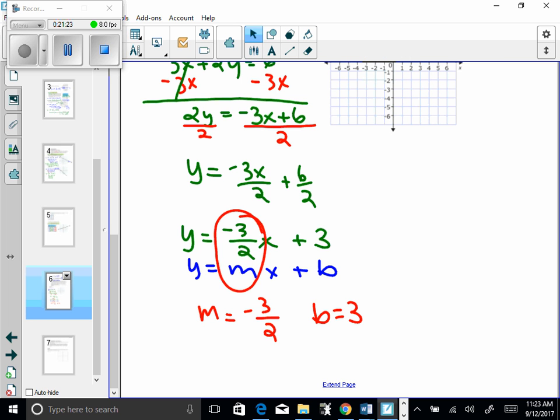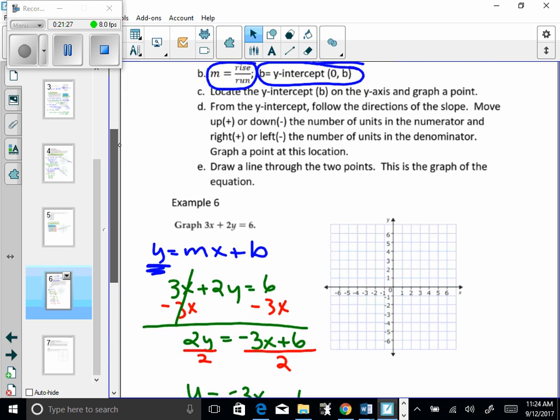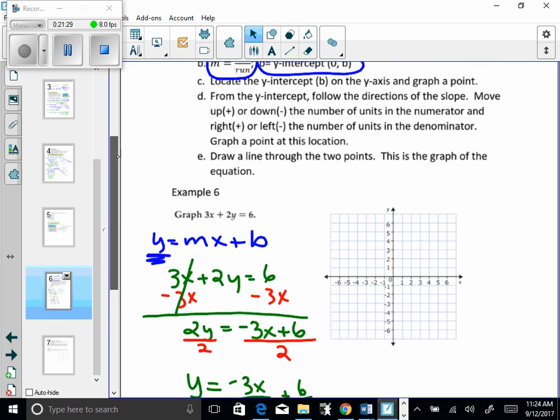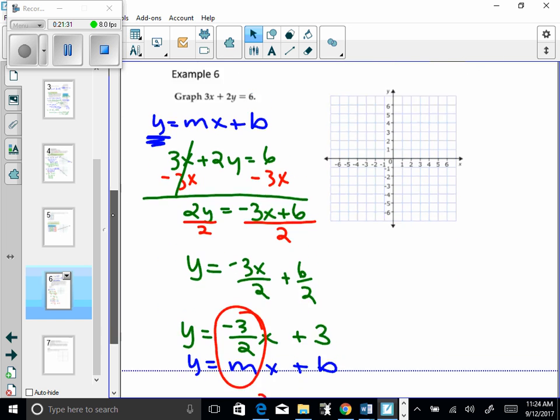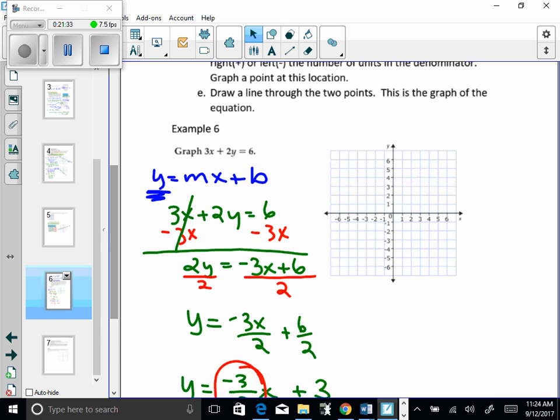And those are the parts that I need. So I'm going to take, according to the instructions, I'm going to locate the y-intercept, the b, on the y-axis and graph the point. And b is 3 there. So I'm going to put a point at 3 on the y-axis.